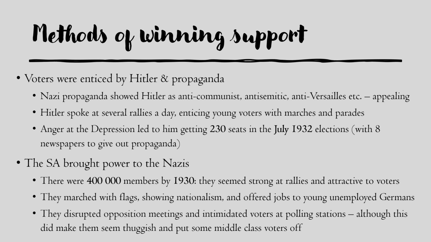Whilst this methods of winning support section probably wouldn't come up in a B question, learning these effects is really, really good for your C question, where they could well come up. How did the Nazis win power? And then you talk about the role of the SA in this. So they marched with flags, they had many members, they disrupted opposition meetings. So it is important to learn a whole variety of things in the specification. That's just a little side note.